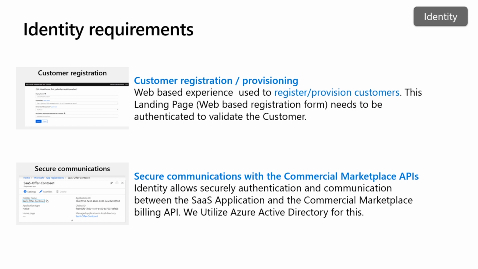We utilize Azure Active Directory to perform those two authentications. Your solution itself doesn't have to implement Azure Active Directory. It's just for these core pieces, right? Make sure that the initial customer registration and provisioning is authenticated, and then make sure that the communications between the APIs is also secure and authenticated.